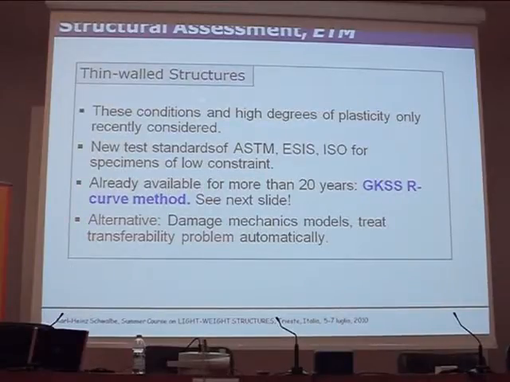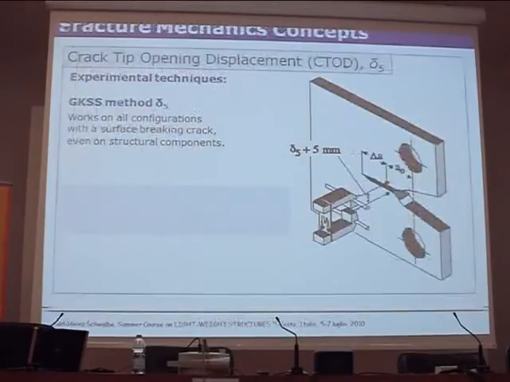Okay. To finish here, these conditions and high degrees of plasticity have only recently been considered in the last 10 years or so. And we have new test standards in ASTM, ESIS is coming out next year, and ISO for specimens of low constraint. And it has already been available for more than 20 years in our research center. And an alternative is damage mechanics models, which treat the transferability problem automatically. If you do a 3D analysis, you will end up with results of high accuracy.